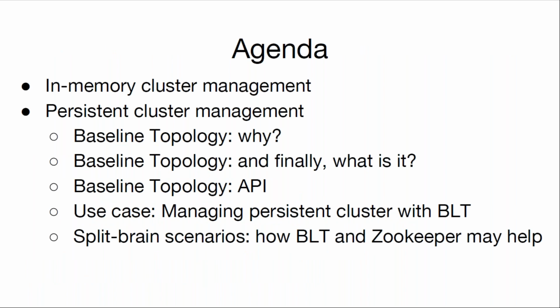So here's the agenda of today's webinar. I'll say a few words about in-memory cluster management, and most of my webinar will be devoted to persistent cluster management, which is a bit more difficult. The keyword for persistent cluster management is baseline topology. This is a concept that was introduced in Ignite 2.4. I'll tell you why we need such a thing, and finally, what it is. I'll tell you how to manage it with the API, and we'll consider some use cases, including growing and shrinking the cluster with the help of baseline topology.